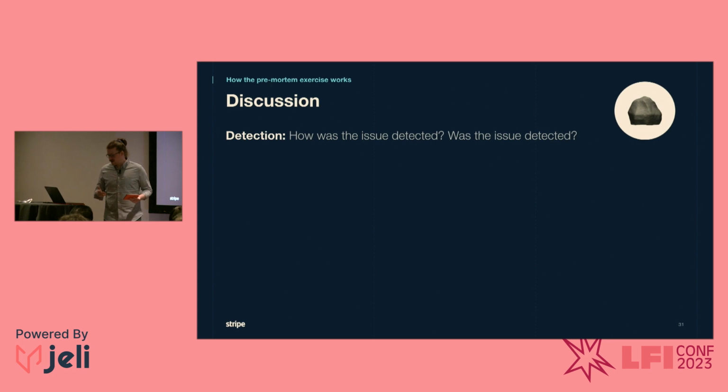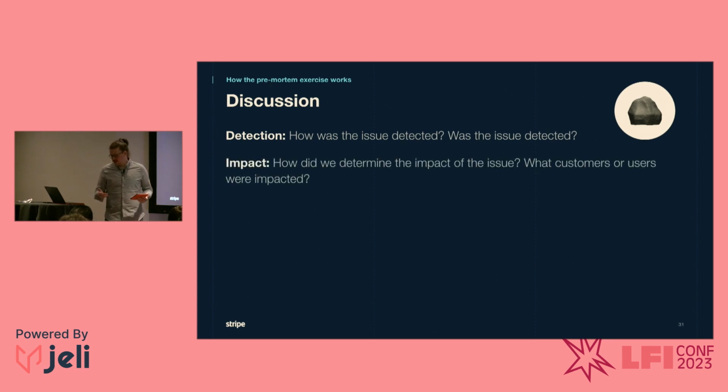Looking through each of these letters, the D in DIRTY stands for detection. How was the issue detected, and was the issue detected? The I stands for impact. How did we determine the impact of the issue, and what customers were impacted? The R stands for resolution. How did we stop the bleeding for the issue?